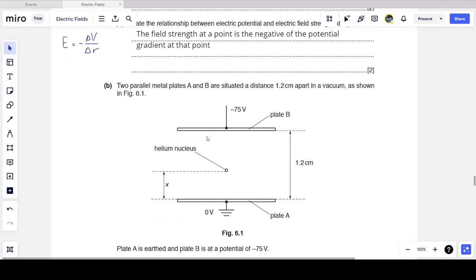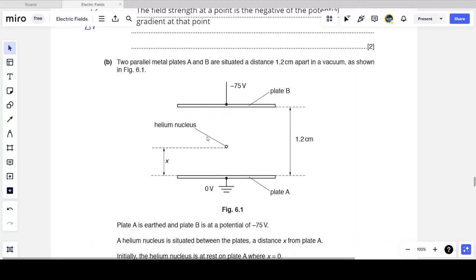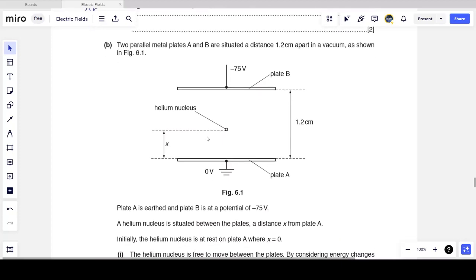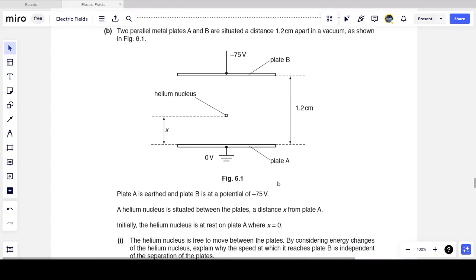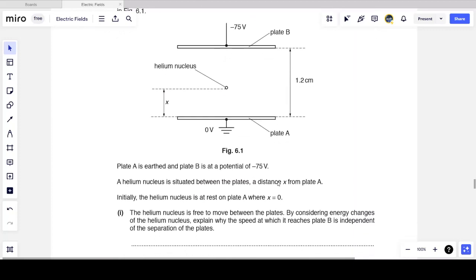Next, we are told that two parallel plates, A and B, are situated 1.2 centimeters apart in vacuum, as shown in the figure. We are told that plate A is earthed and plate B is at a potential of negative 75 volts. We have a helium nucleus situated between the plates, a distance x from plate A. Initially, the helium nucleus is at rest on plate A, where x is equal to 0.